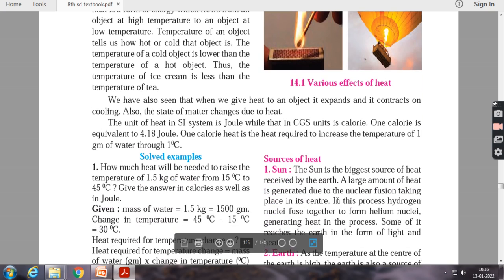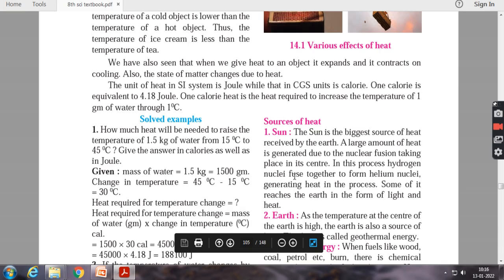Students, let's do another revision. Now, what are the sources of heat? The main source of heat, the biggest source of heat, is the sun. All the earth receives energy or heat from the sun only. There is fusion in the sun, with some gases like hydrogen and helium present in the sun, and from the sun we get heat energy.